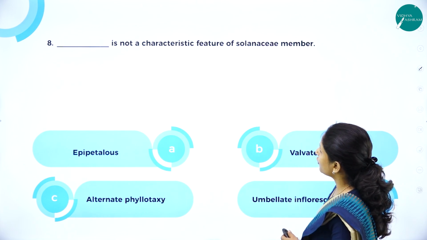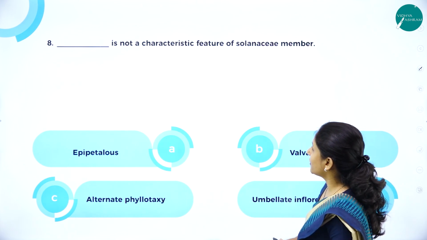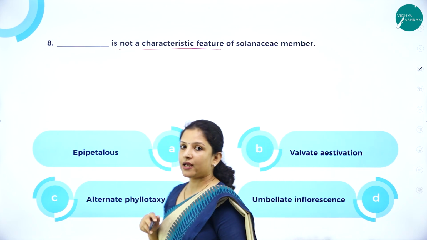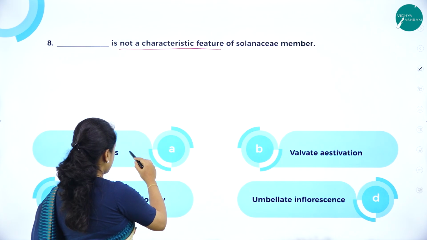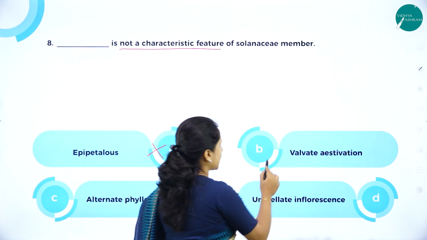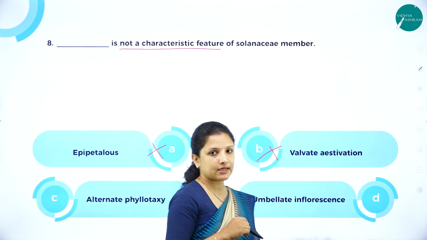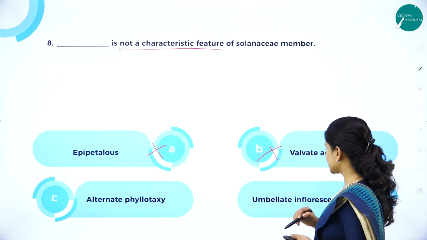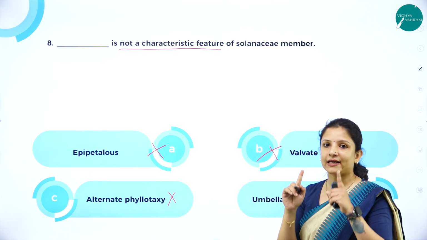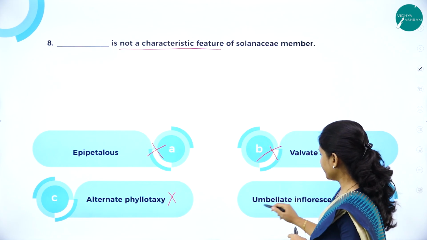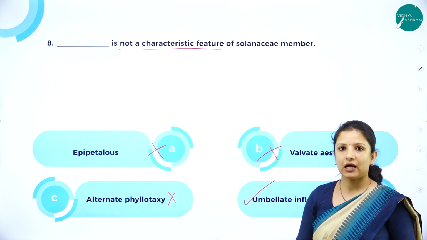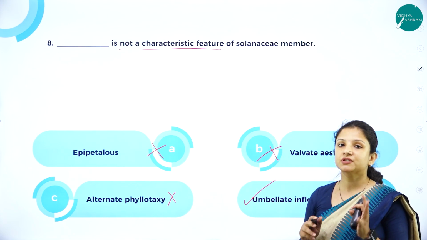Next one. Dash is not a characteristic feature of Solanaceae members. What is the question? Not a characteristic feature. Epipetalous is a characteristic feature of Solanaceae members, so this option we can't select. Valvate estivation is a characteristic, so this one also I can't select. Alternate phyllotaxy, yes, because the leaves are arranged alternately. Umbellate inflorescence is the right option because they don't have umbellate inflorescence, but they have cymose inflorescence.